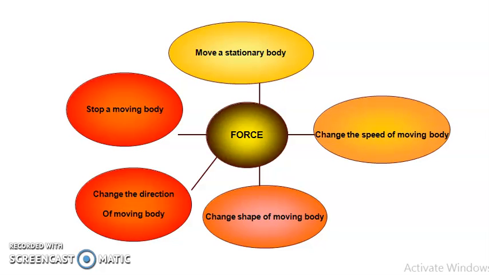Third one is change the direction of a moving body. If a ball is coming towards you and you kick the ball in another direction, in this way you can change the direction by applying force. And fourth one is change the shape of a body. For example, you squeeze a lemon to extract the juice. At last the shape of the lemon will be changed. And the last one is change the speed of a moving body. So by applying force, you can also change the speed of the moving body.